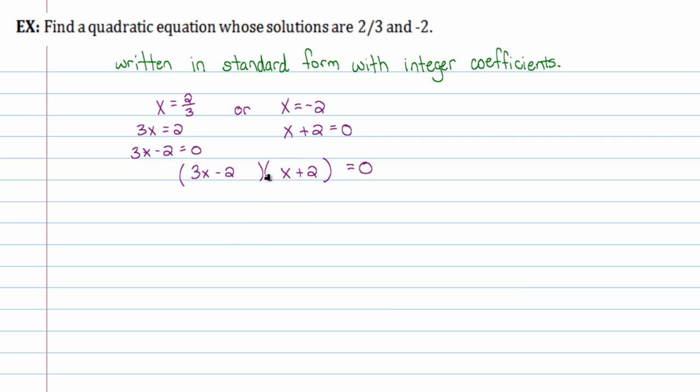Well, we're almost done here. If you distribute through, in other words, you multiply these two binomials together, you get 3x squared plus 6x minus 2x minus 4 is equal to 0. Or in other words, 3x squared plus 4x minus 4 is equal to 0. And lo and behold, I have a quadratic equation in standard form with integer coefficients. How did we do it?